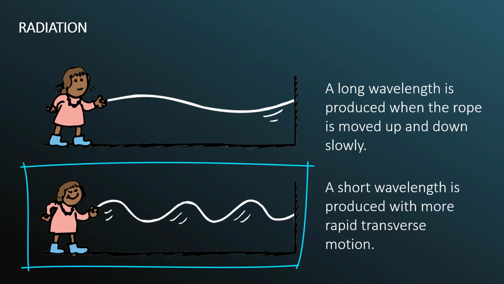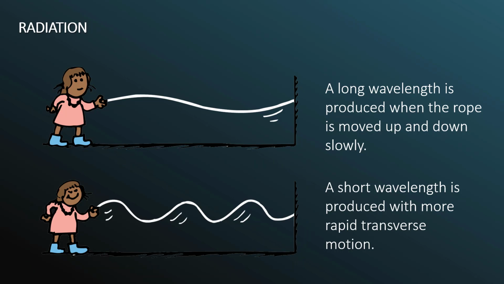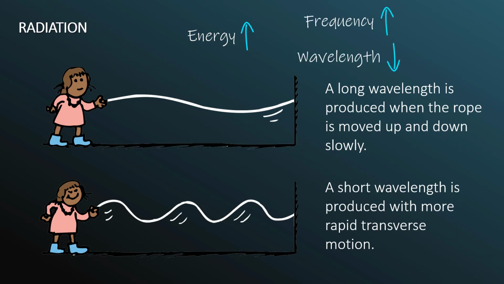But in the lower example, you see more rapid transverse motion. You're putting more energy into that rope and the frequency is therefore higher and the wavelength is shorter. So the length from peak to peak, or the distance from one peak to the next, is shorter. So what you should take away is that energy increases with increasing frequency, and energy increases then with decreasing wavelength.